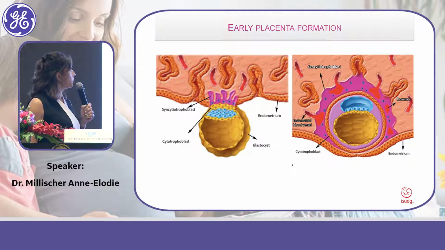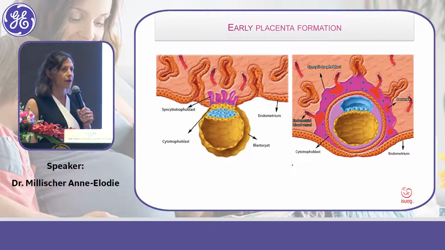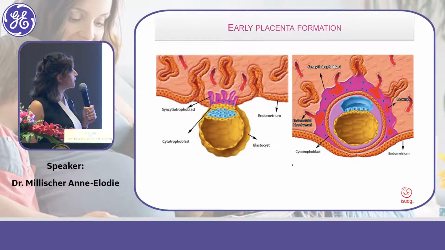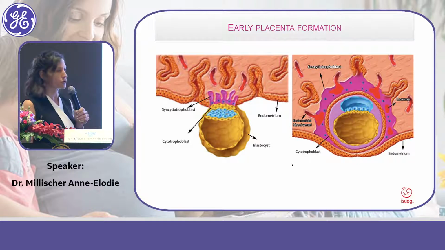The most important thing is it will constitute a surface of exchanges between the villus lake and the intervillous spaces and the villus structures.